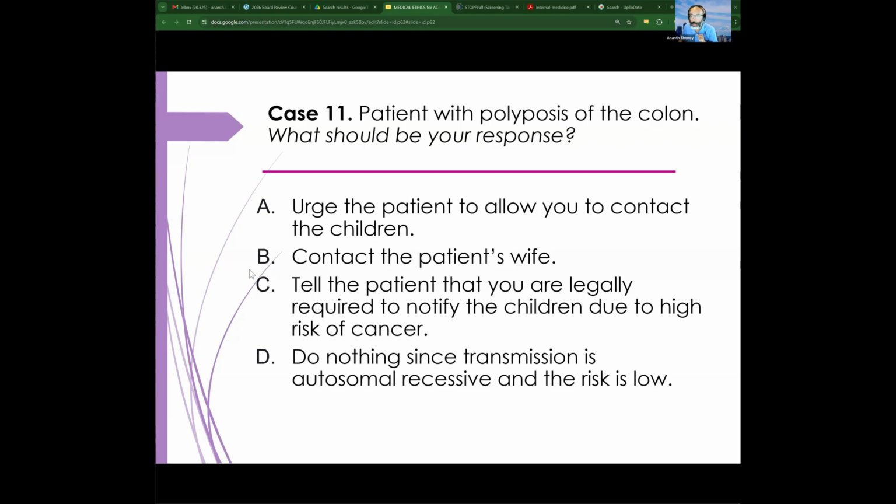All right, so we are between A and C. And I will say, I sympathize with those of you who picked urging the patient to allow you to contact the children, and also really sympathize and empathize with those who are saying telling the patient that you're legally required. Genetics and genetic testing is a complicated area, and the correct answer to this may very well change within 5 to 10 years and may change depending on the state that you are in.